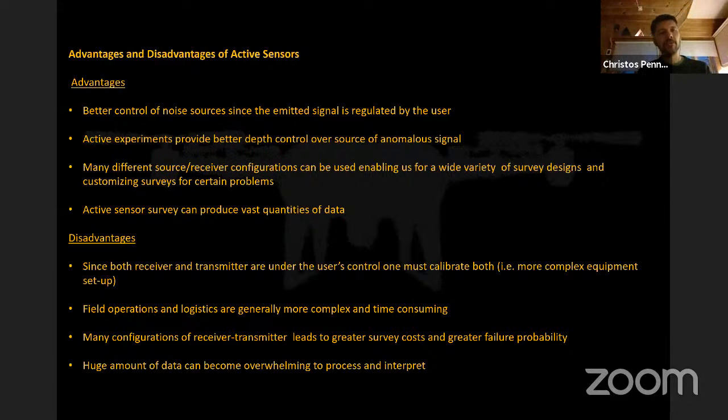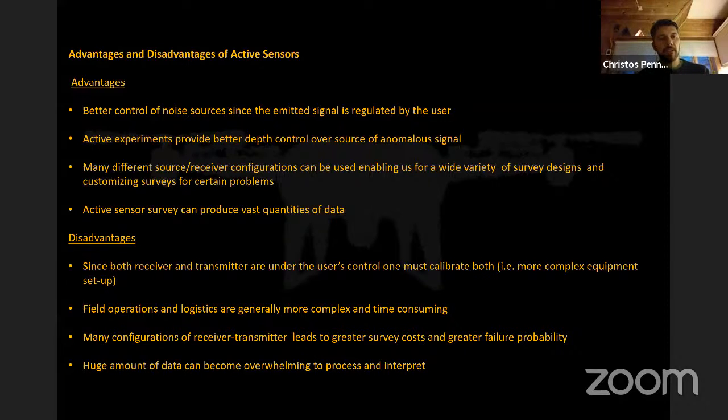But what about the active sensors? The main advantages with these sensors are that there is better control of noise sources since the emitting signal is regulated by the user. So that means that if we identify something that is causing noise, we can regulate the wavelength under which our sensor is emitting in order to overcome this problem, this noise signal.